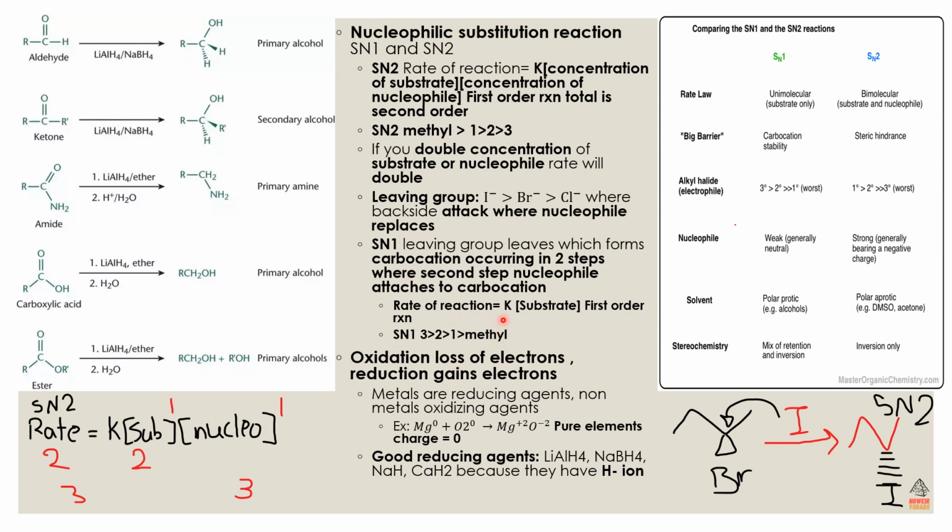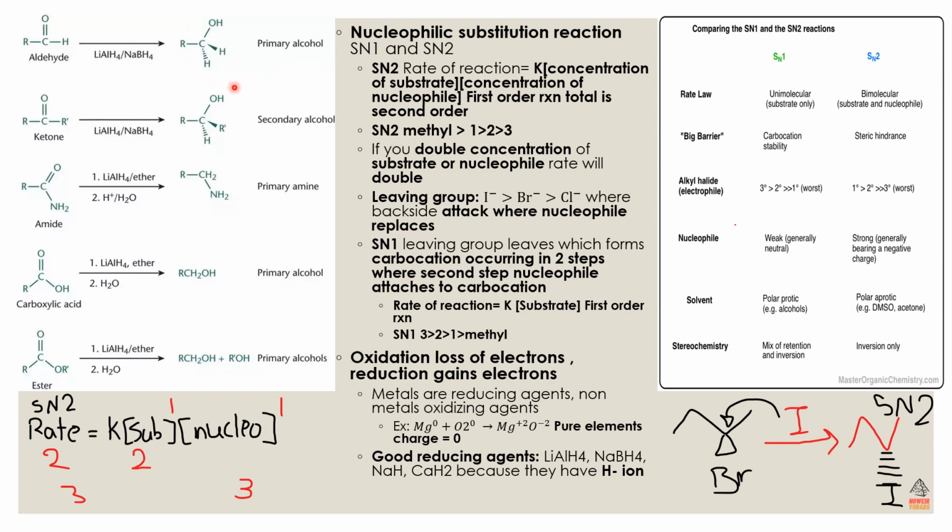Metals are good reducing agents, right? They're good agents for losing electrons, and non-metals are good oxidizing agents. So here Mg is a metal, it loses electrons, O2 gains electrons. And then good reducing agents are LiAlH4 and sodium NaBH4. As you can see here, adding these reducing agents is really good to form, for instance, alcohol.